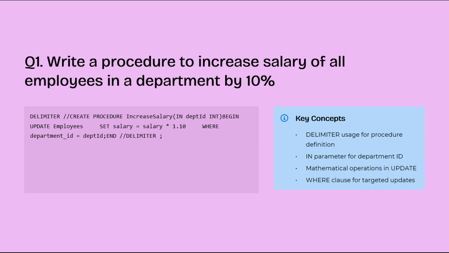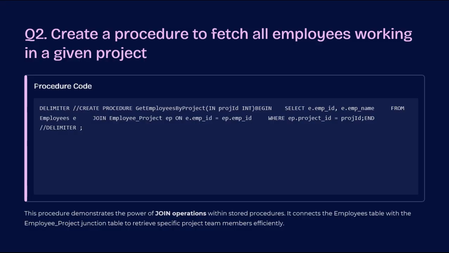Begin, update employee set salary equal to salary into 1.10 where department ID is dpt_id. Then end, and your end of delimiter. The delimiter usage for the procedure definition, IN parameter for the department ID, mathematical operations in update, WHERE clause for targeted updates. Next is create a procedure to fetch all employees working in a given project, and the procedure is on your screen. So please write this procedure, and it will fetch all employees working in a given project.